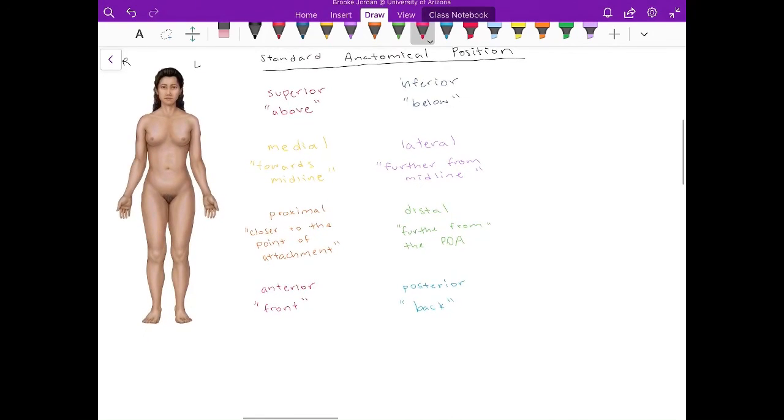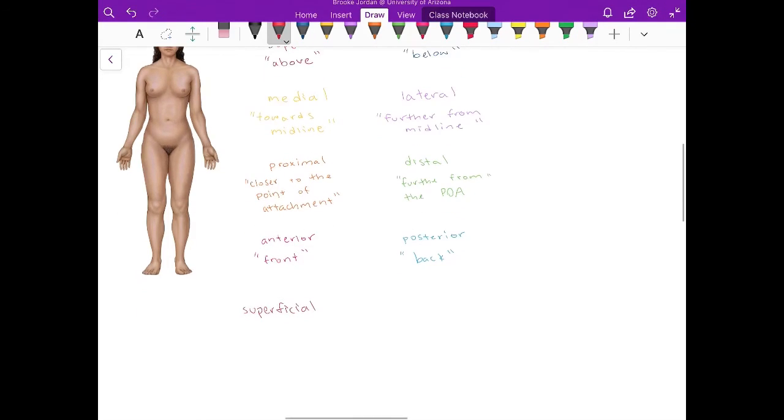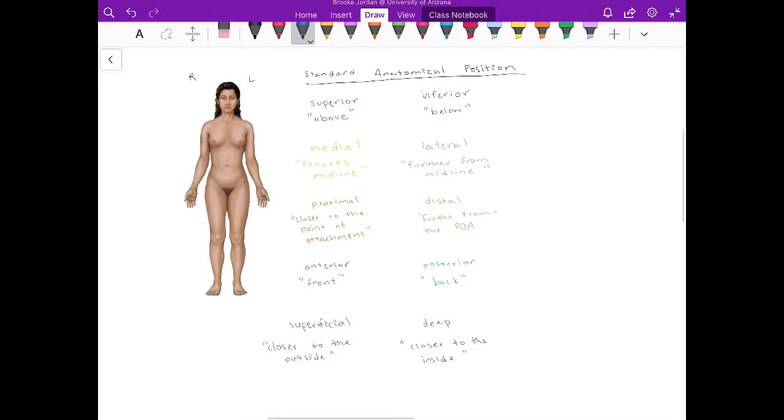Okay, and last but not least, we have superficial and deep. I don't have another picture for these, but you get into the integumentary system, or you will soon, and I think that's a really good example. Superficial is if you're closer to the outside, versus deep is if you're closer to the inside. I like to think of it as deeper inside of yourself. A good example is the epidermis is superficial to the dermis.